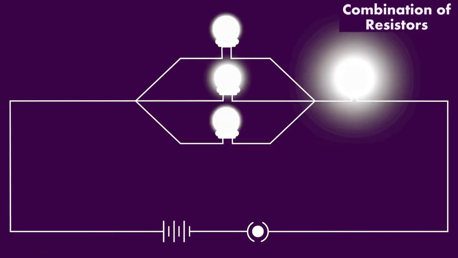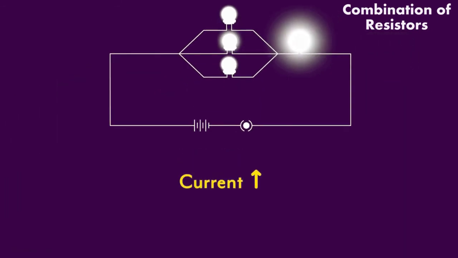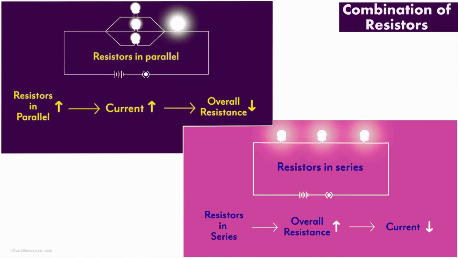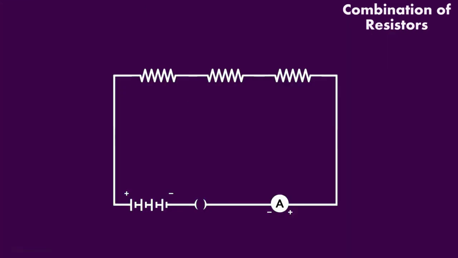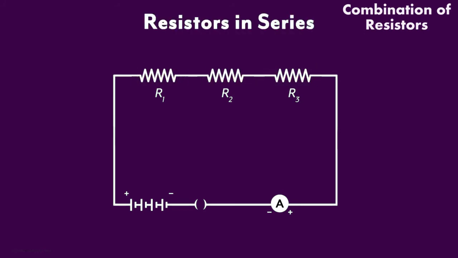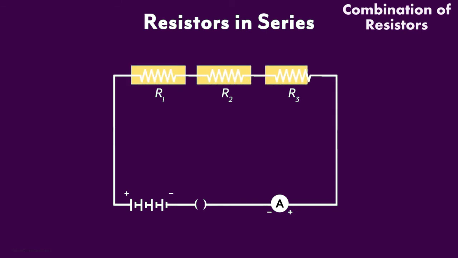After we add another bulb in parallel, we will see the bulb will glow even brighter. The overall current increases as we add more resistors in parallel, which means overall resistance in the circuit decreases. So this is the difference between resistors connected in parallel and in series. We have 3 resistors of different values connected in series. How do we know they are connected in series? Because they are connected one after another and they are using only one path, not multiple paths.